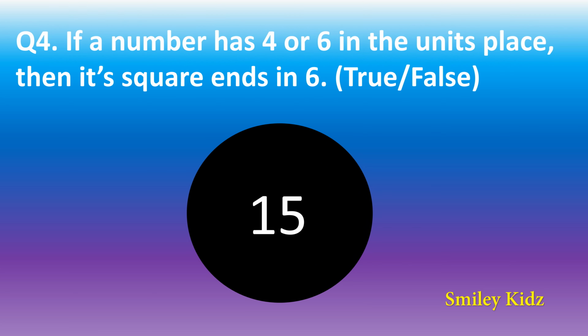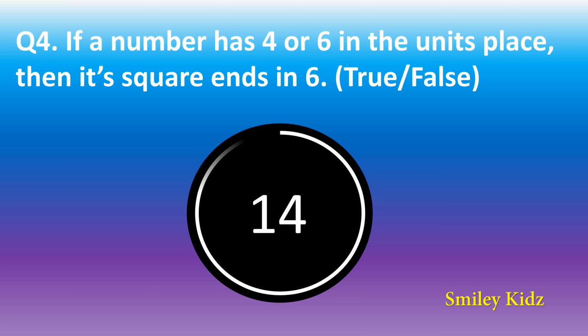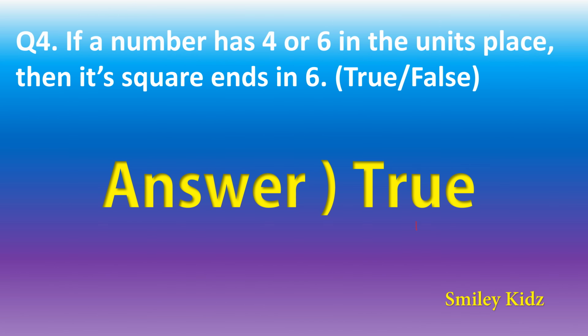Question number 4. If a number has 4 or 6 in the units place, then its square ends in 6. True or false? Your time starts now. Your time is up. And the right answer is true. If a number has 4 or 6 in the units place, then its square ends in 6. This statement is true.